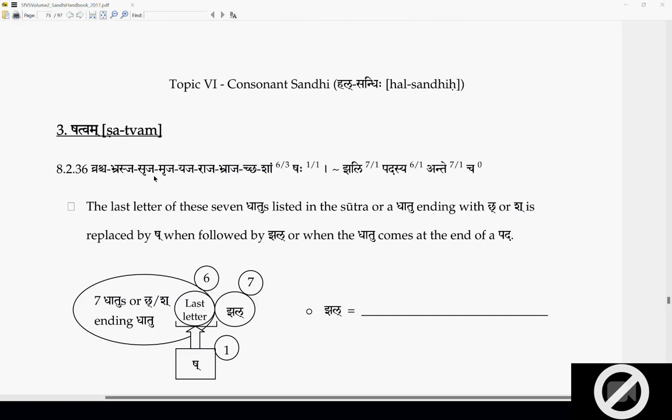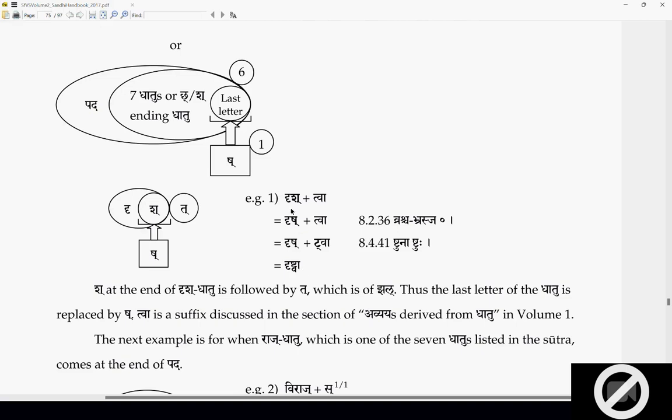So we are talking about this sutra: vrascha, brascha, srija, mruja, yaja, raja, bhaja, chasham, shaha, jhali parasyante cha. What is it saying again? All these verb roots and cha and sha: when these are at the end of a word or pada, and these are the first part of the sandhi, and it is followed by a jhal letter, then that previous letter, one of these, changes to sh. The example is given here.